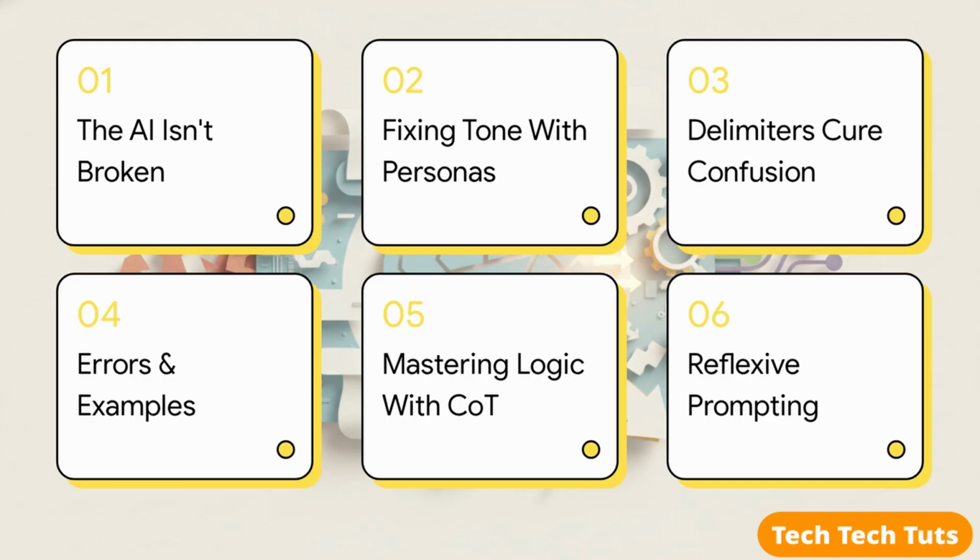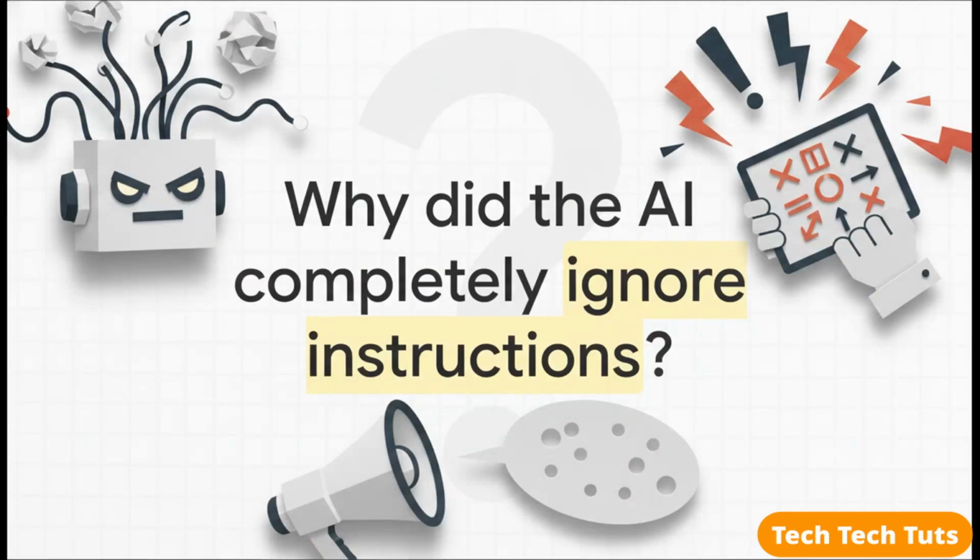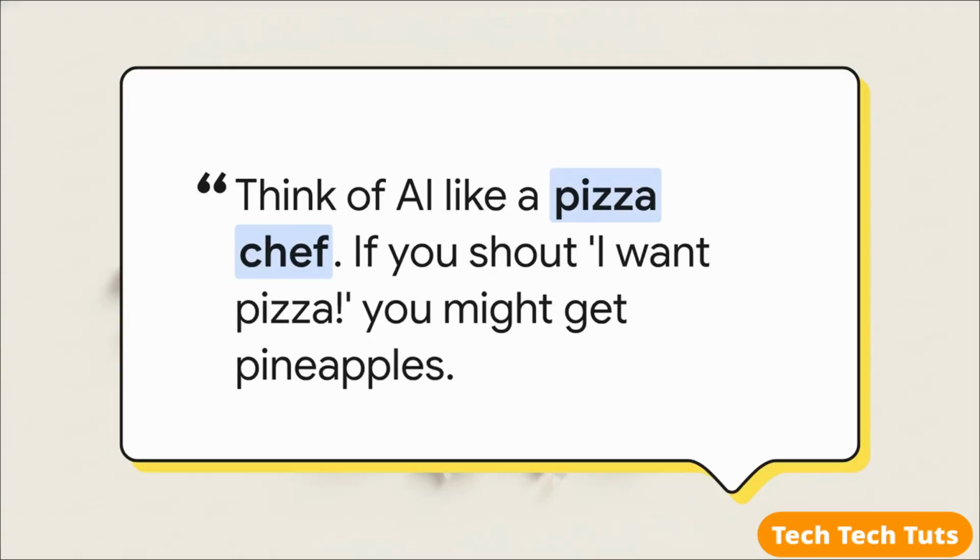Let's jump right in. So, let's start with a scenario I know you've faced. Why did the AI completely ignore your instructions? Seriously, we have all felt that intense frustration. You ask for something super straightforward, and the machine spits back this generic, rambling, or just flat out wrong response. It's maddening. But to understand why this happens, we need a bit of a paradigm shift.